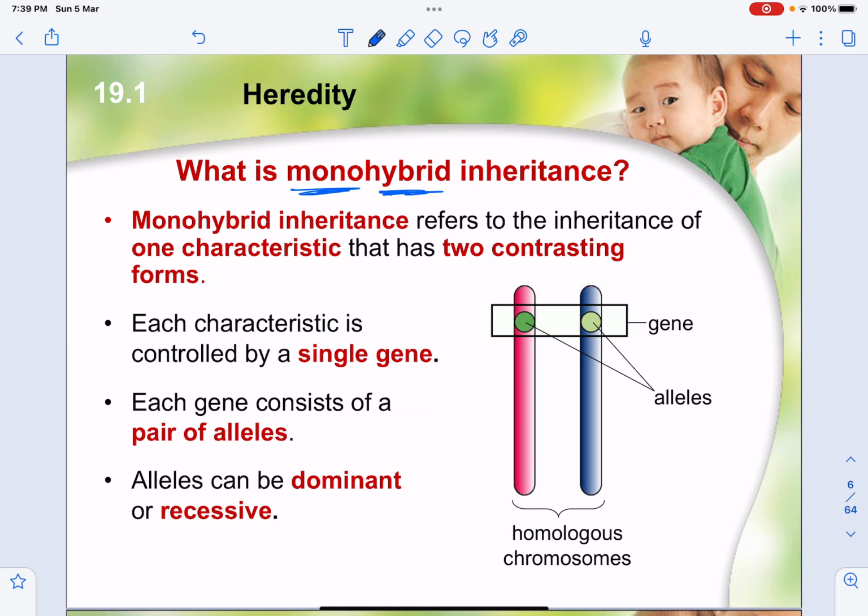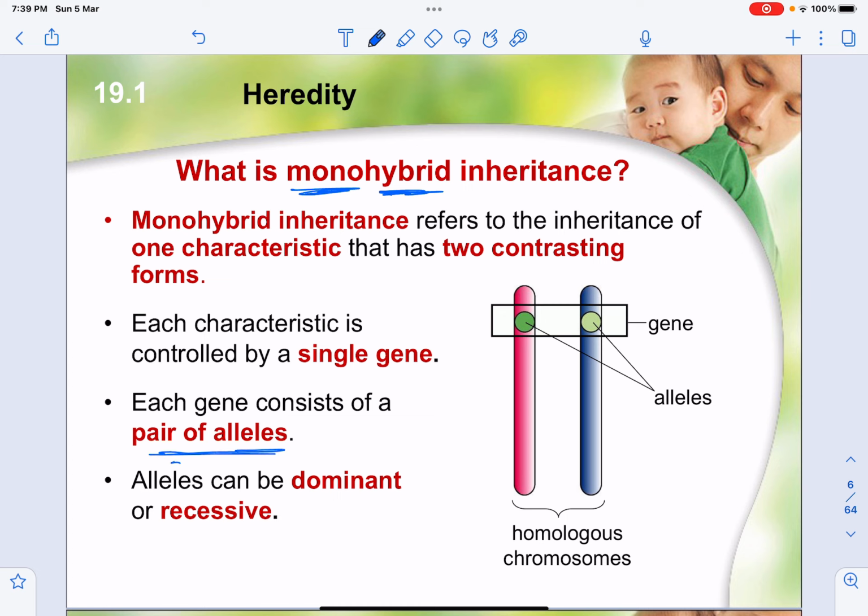Then when it comes to contrasting form, two contrasting forms meaning these two forms are very different and they are distinct from each other. For example, black hair versus white hair. So these are what we call contrasting, and there's only two forms. It's not restricted to say like, okay, there's black hair, there's brown hair, there is green hair, golden hair, and white hair. No, so in this case, for our study for our bio for Sec 4 is mainly one characteristic having two contrasting forms. So this characteristic, right, is controlled by a single gene, and that each gene will consist of a pair of alleles.